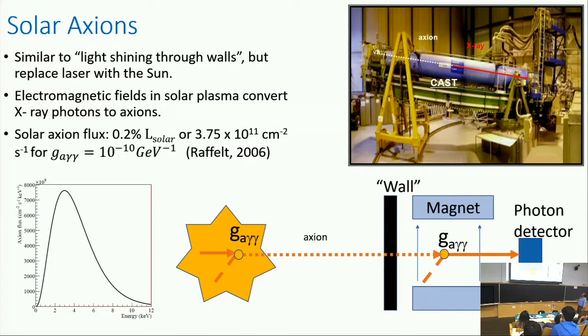This is quite a contraption, actually. It's an LHC dipole which is mounted like a telescope on a thing that rotates. It can only point briefly at sunrise, and also they might as well look at sunset too. So as the sun is setting beyond the horizon, there's a brief period where the axions are coming from the opposite direction. So they instrument both sides of this thing with X-ray detectors, because the axions are predominantly produced by X-rays in the sun, and so the photons will be X-ray photons.